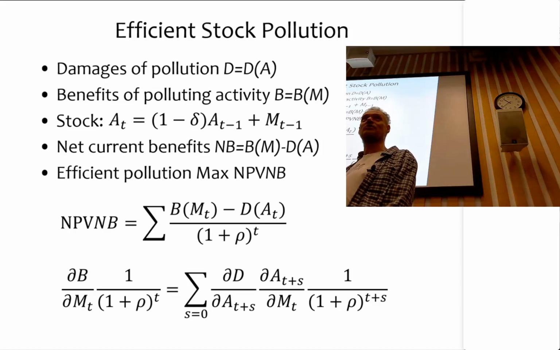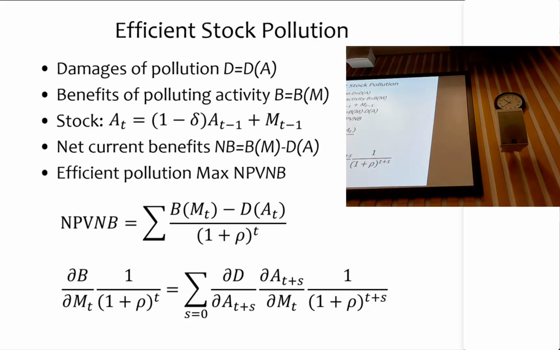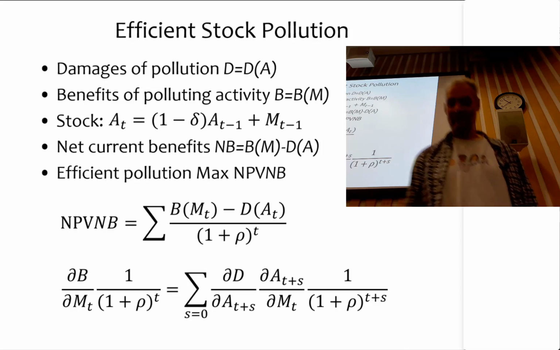So we need to sum into the future, starting today, or at time t rather, how damages at some point in the future, at some point after our emissions, are affected, and how the stock of pollutants is affected by the emissions at time t. And this, of course, happens in the future after time t, so we should discount this harder with t plus s, right? Boy, this is awkward, right? Now, you can't necessarily solve this.